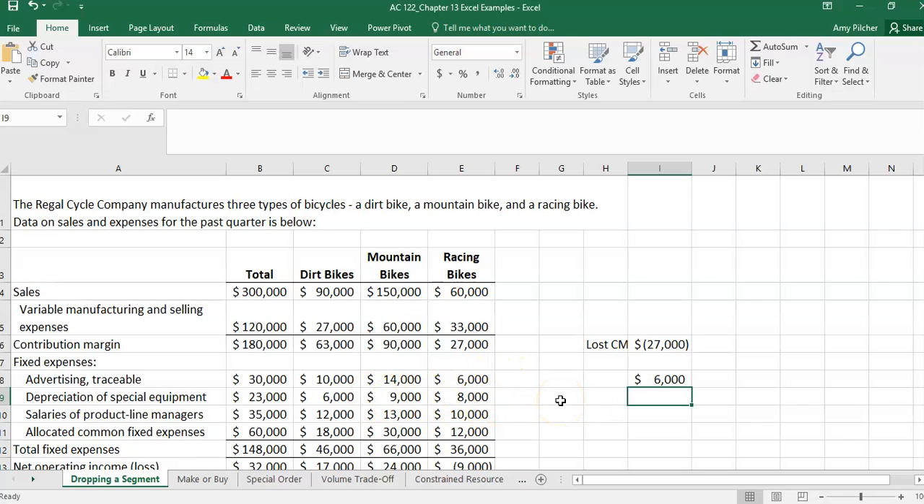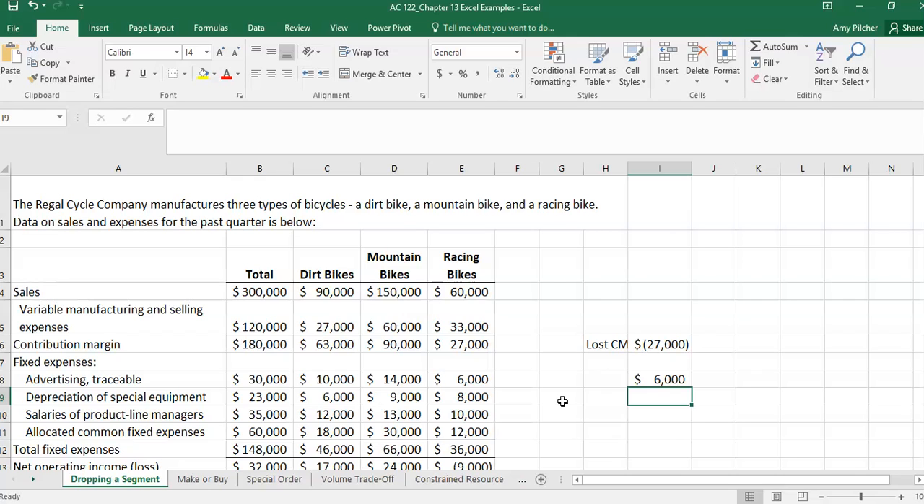Depreciation is considered a sunk cost. Depreciation is based on a historical purchase of equipment. Historical costs are costs that cannot be recovered and are called sunk costs. Sunk costs are not relevant to decision making and shouldn't be considered when we're making a decision. So we're not going to pay any attention to that depreciation.